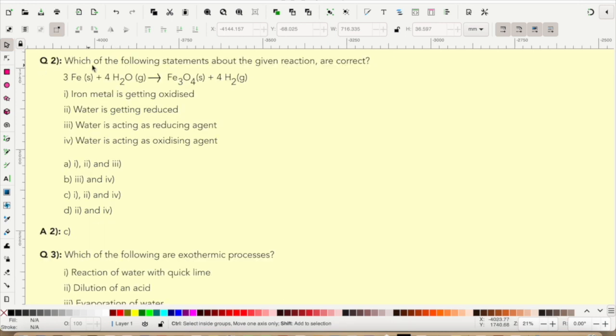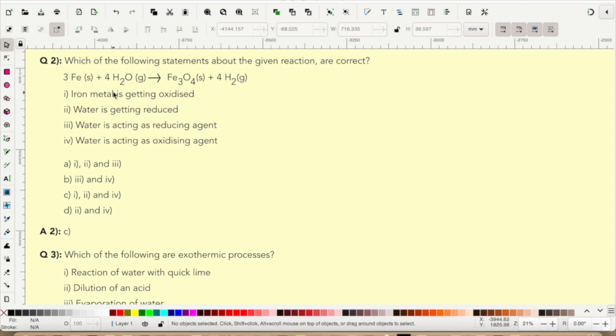Second question: which of the following statements about the given reaction are correct? The reaction is 3Fe plus 4H2O makes Fe3O4 plus 4H2. First statement is iron metal is getting oxidized. Second is water is getting reduced. Third is water is acting as reducing agent. Fourth is water is acting as oxidizing agent.